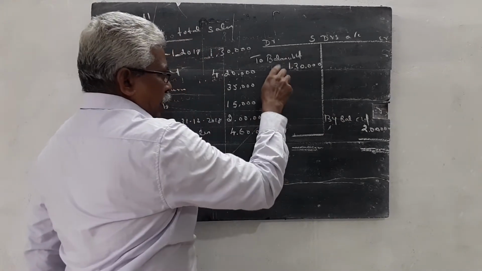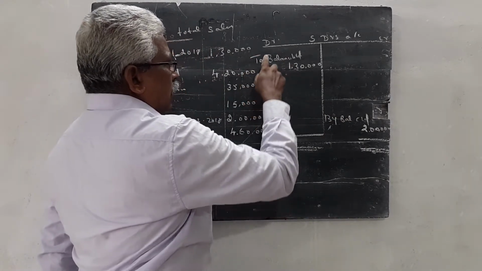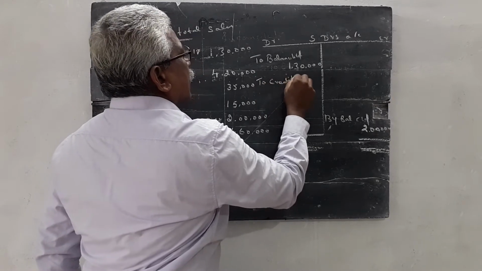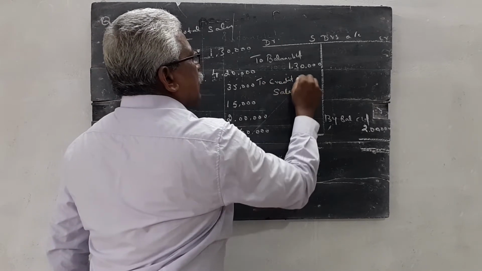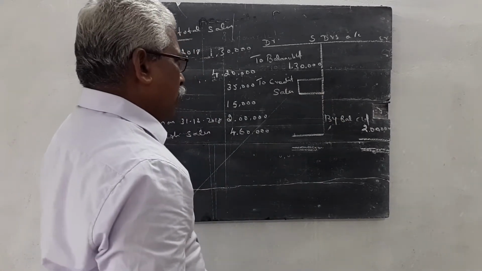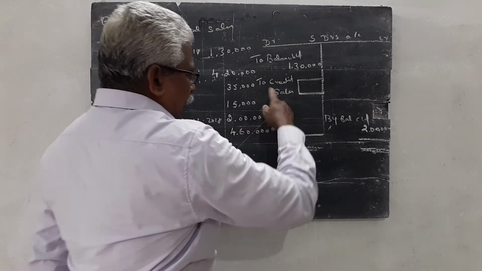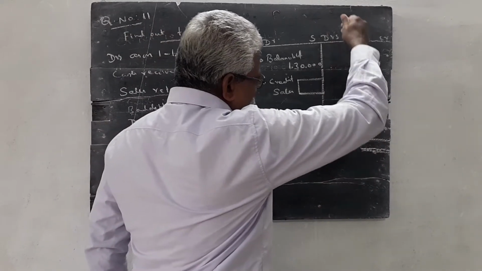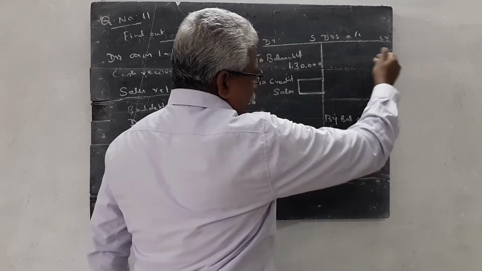On this side, for the easiest remembrance, only credit sales alone comes on this side. Credit sales. This credit sales is the answer for this question. Then sales return, since sales come on this side, sales return comes here. All other information is entered one by one on the credit side.